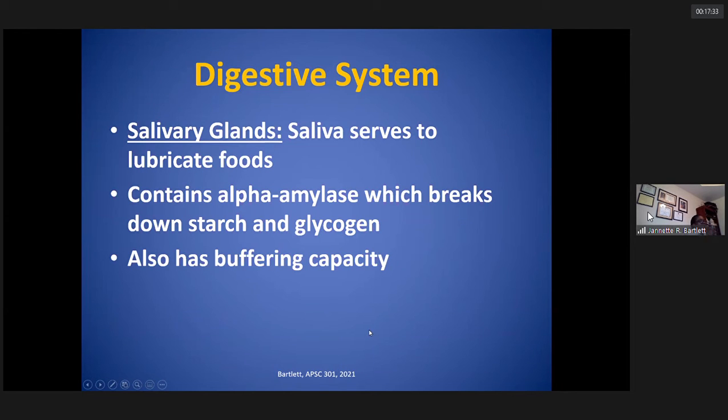Now, saliva serves to lubricate the food, just like in any species. That's what the saliva does once you get food into the mouth. And it contains this enzyme, alpha amylase, which breaks down starch and glycogen, and also serves as buffering capacity when the food gets down to the stomach. Because remember, all this acid will be secreted in the stomach. So the saliva serves as a buffer when the food gets into the stomach, because once it leaves here, it's going to end up in the stomach.